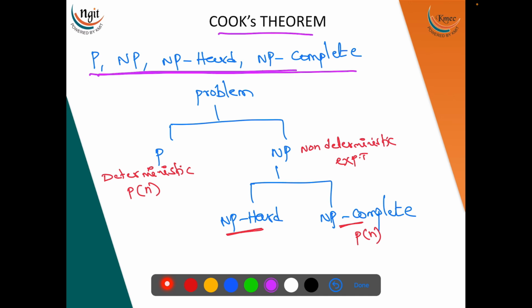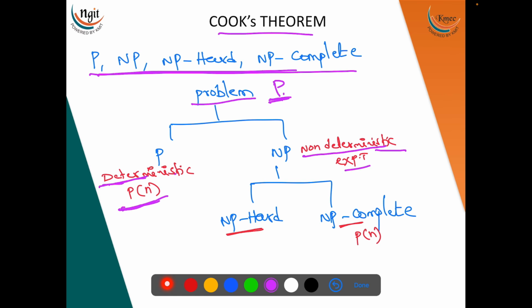Now, let's assume any problem P. That problem P can be a deterministic problem or a non-deterministic problem. A problem is said to be a deterministic problem if, while it is executing, it takes polynomial time, or the computation time of P is polynomial time. Then we say it is deterministic with polynomial time. Or the problem P is non-deterministic with exponential time.